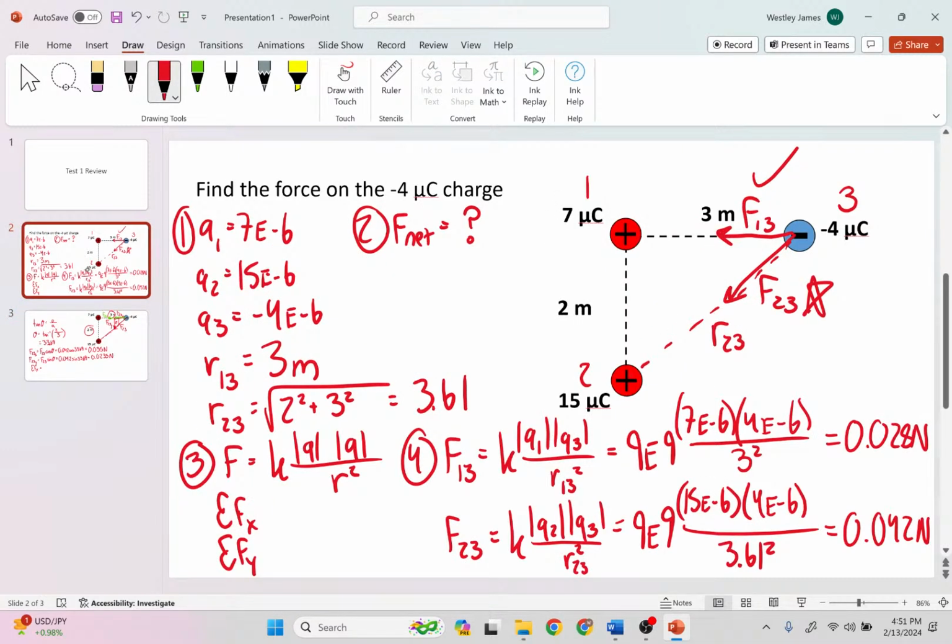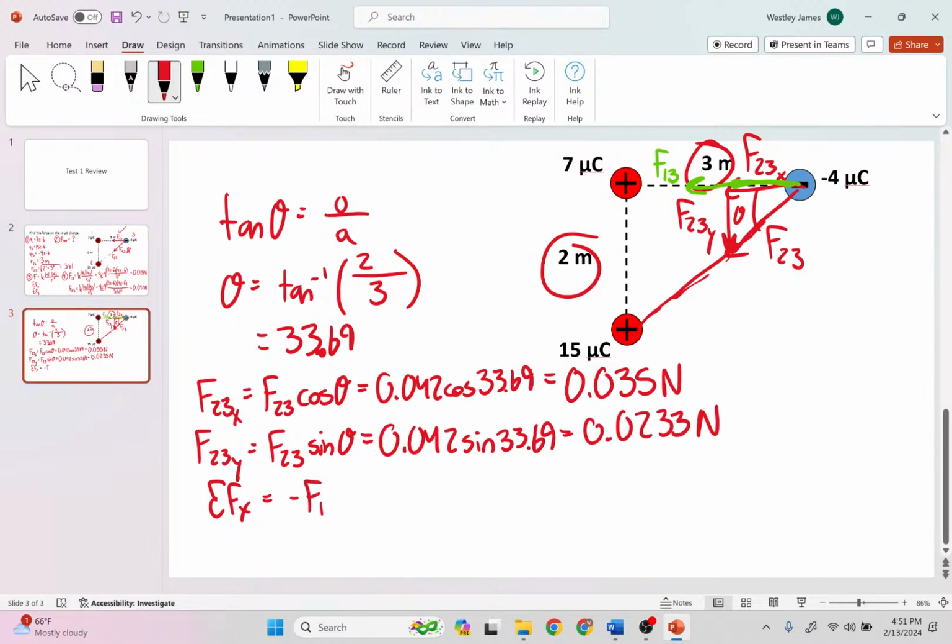So, F13. Positive or negative, y'all? You tell me. Negative. Very nice. It is pointed to the left. So I get a negative F13 because it's pointed to the left. Plus the x component of F23. Left or right?